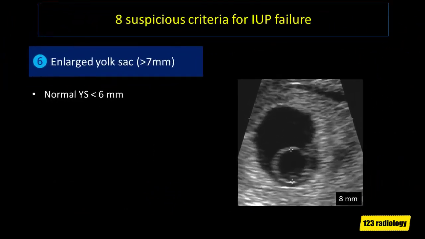The sixth suspicious criteria is enlarged yolk sac, greater than 7 millimeters. The normal yolk sac is less than 6 millimeters. If the yolk sac is 7 millimeters or more, that is suspicious for pregnancy failure. As you can see on this image, the yolk sac is measuring about 8 millimeters. This is abnormally enlarged yolk sac and suspicious for pregnancy failure. Follow-up ultrasound study is recommended.